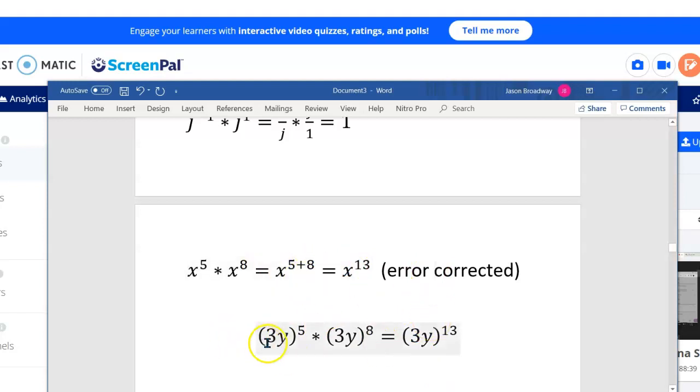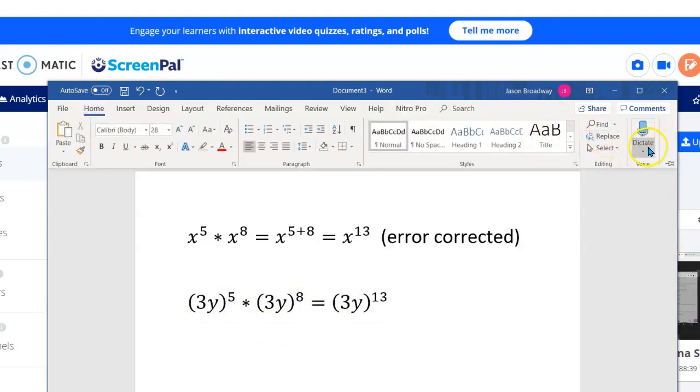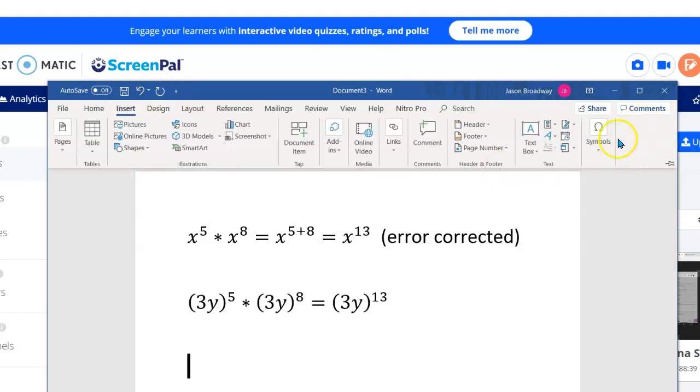Okay, so now parentheses 3y to the 5th. These parentheses are very important. You need the parentheses. Times parentheses 3y to the 8th equals parentheses 3y to the 13th. The parentheses are hugely important. You didn't really need them around x because x was what we call a monomial without a coefficient. If you have a coefficient, you need parentheses. And what if we want to make it even more convoluted? Well, we can. We'll need parentheses.